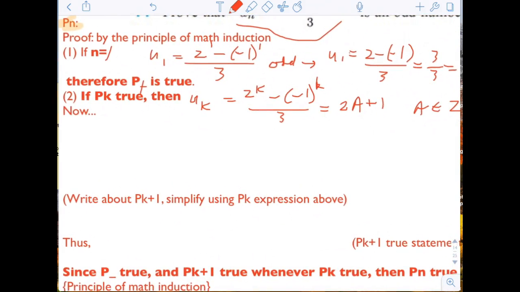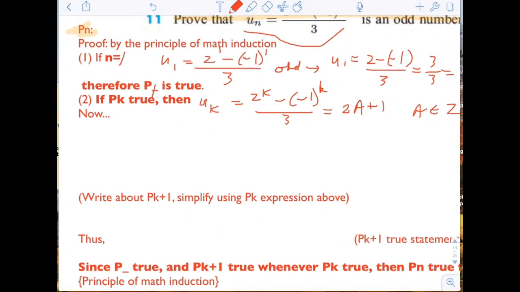So the k plus 1th case would be, we're going to start with this left side and see if we can get it to here. So we're going to say u subscript k plus 1. We know the left side is the definition of u of k. So we could put 2 to the k plus 1 minus negative 1 to the k plus 1 divided by 3. And now what we're going to try to do is make this look like this, and then try to substitute in something like this.